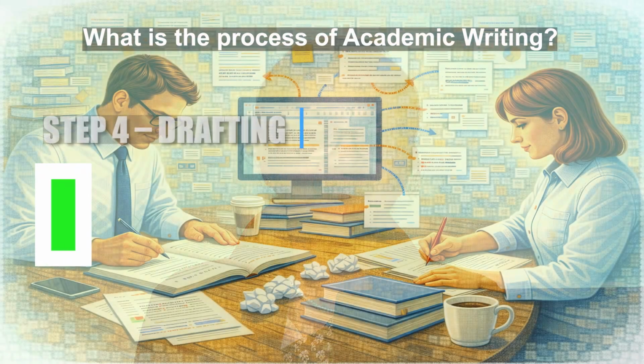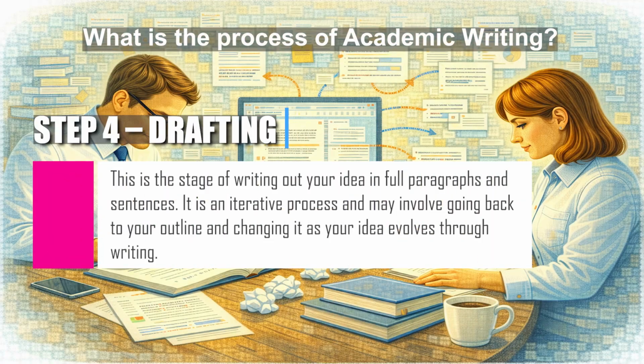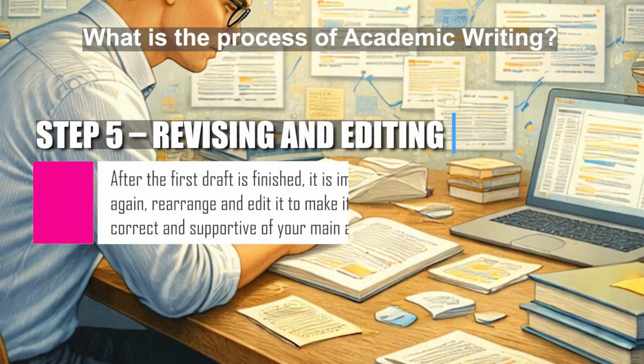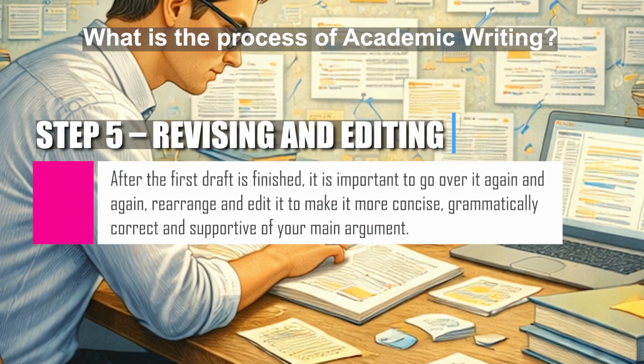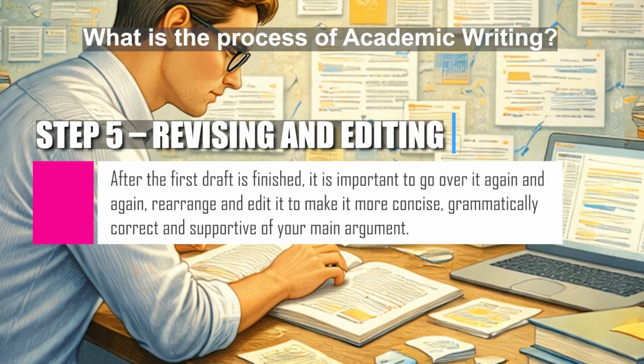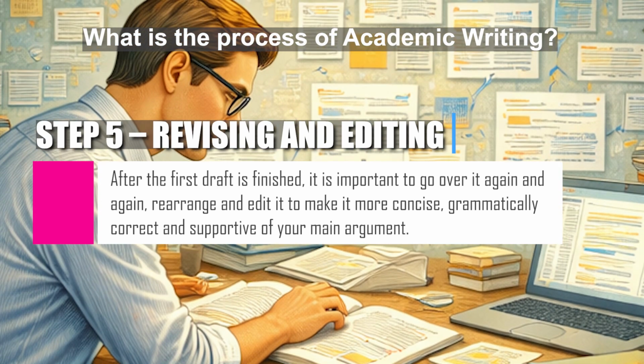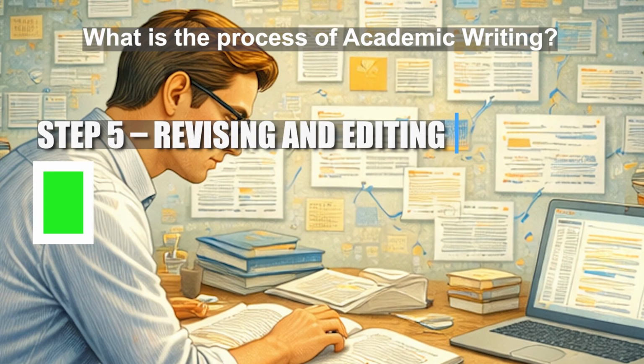Step 4, drafting. This is the stage of writing out your idea in full paragraphs and sentences. It is an iterative process and may involve going back to your outline and changing it as your idea evolves through writing. Step 5, revising and editing. After the first draft is finished, it is important to go over it again and again, rearrange and edit it to make it more concise, grammatically correct, and supportive of your main argument.